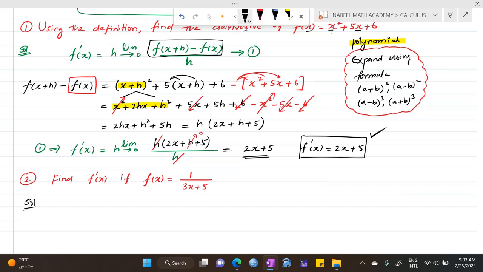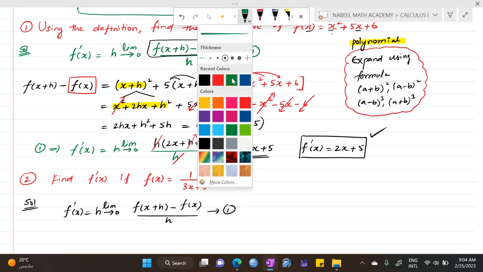The formula is the same. So f prime of x is given by the limit as h approaches 0 of f of x plus h minus f of x, over h. This is equation number 1. Now I will take the numerator. So what is the numerator here?